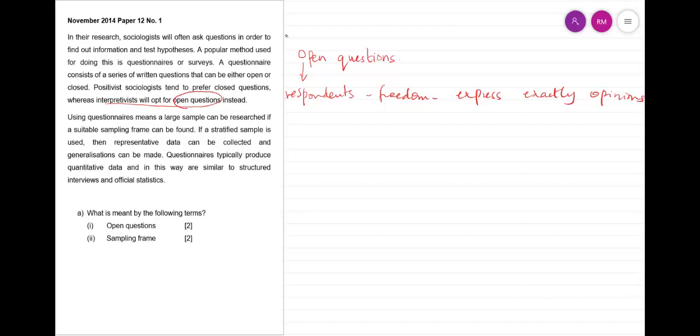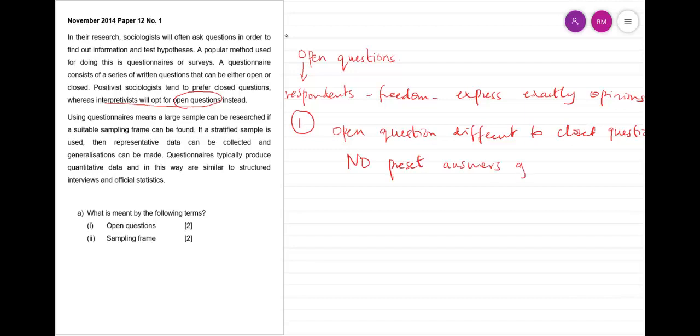At this point, however, you shall secure only 1 mark. In fact, you should equally show to the examiner what makes an open question different to a closed question. For example, here by stating that there is no preset answers given to respondents. These 2 arguments altogether will then give you your full mark.